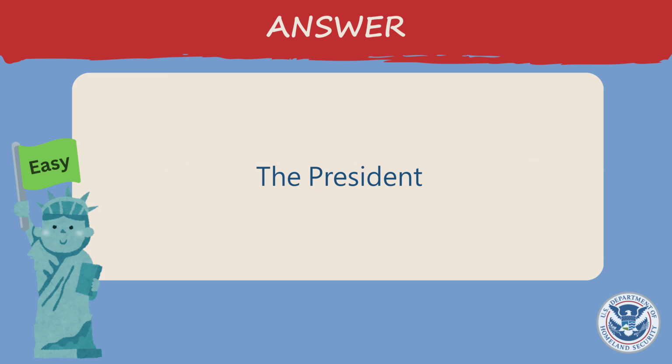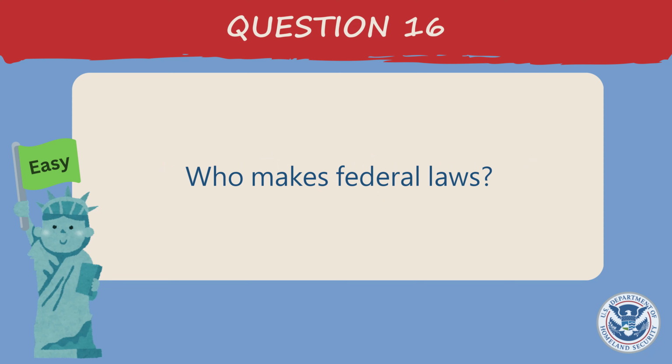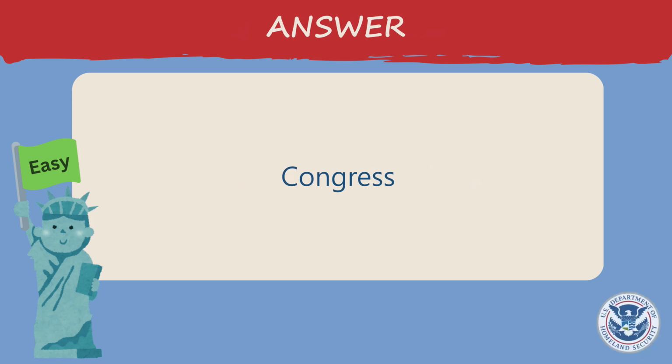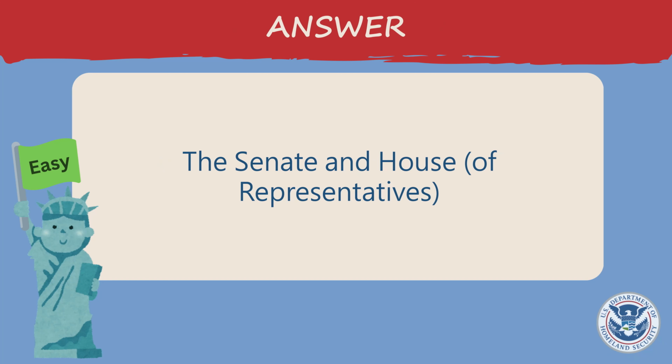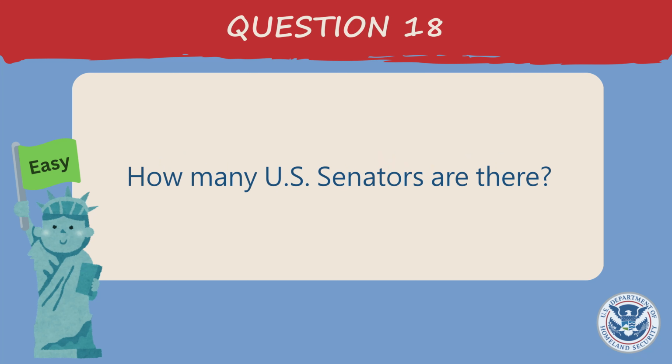Who is in charge of the executive branch? The President. Who makes federal laws? Congress. What are the two parts of the U.S. Congress? The Senate and the House of Representatives. How many U.S. senators are there?